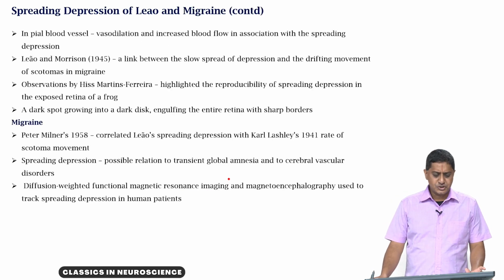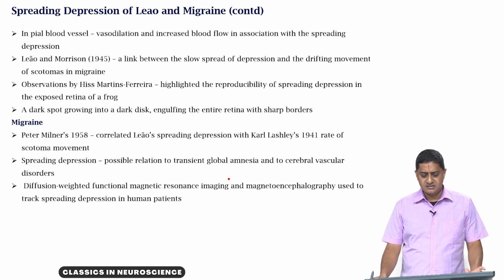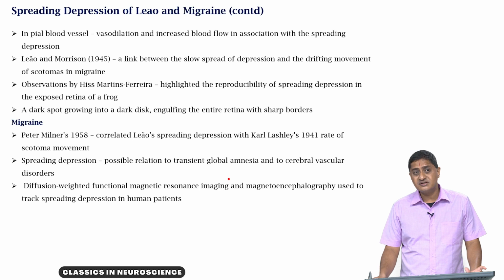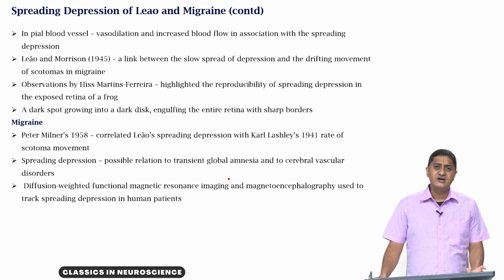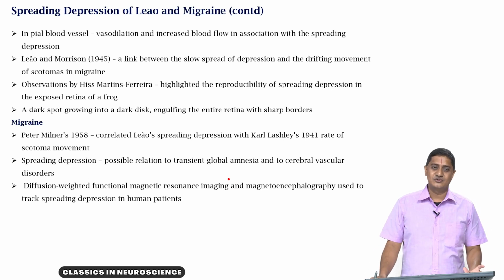Also, Leão showed that in the pial blood vessels there was vasodilation and increased blood flow in association with spreading depression. This is perhaps the first demonstration of an increase in blood flow when there was no excitation of neurons. Depression essentially means a reduction in the excitatory levels of the neurons, but still there was an increase in blood flow. This was perhaps the first demonstration of this phenomenon.